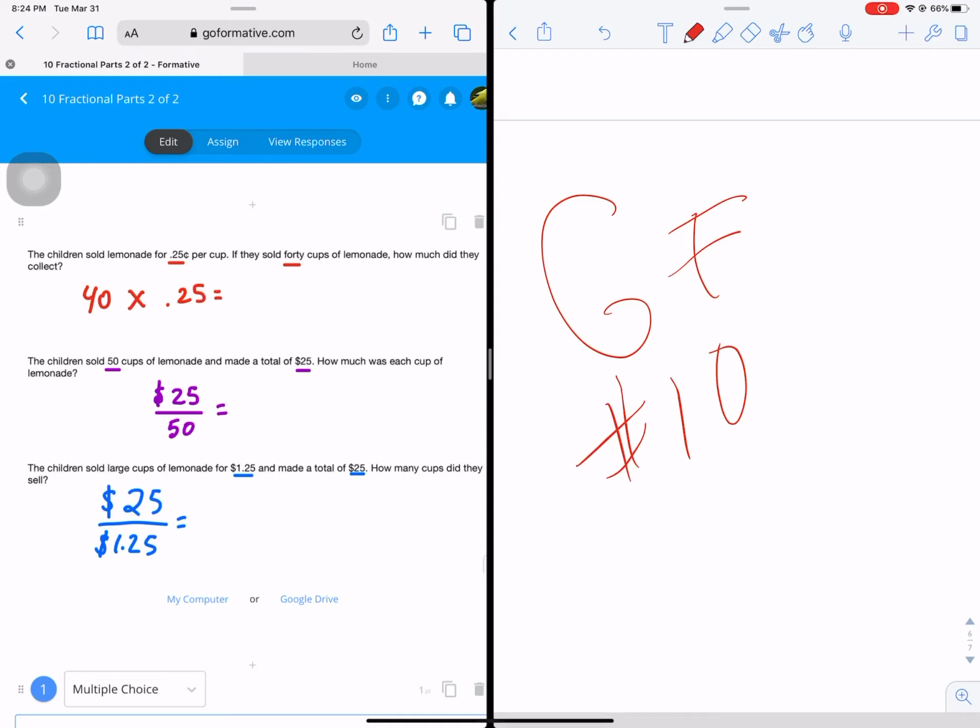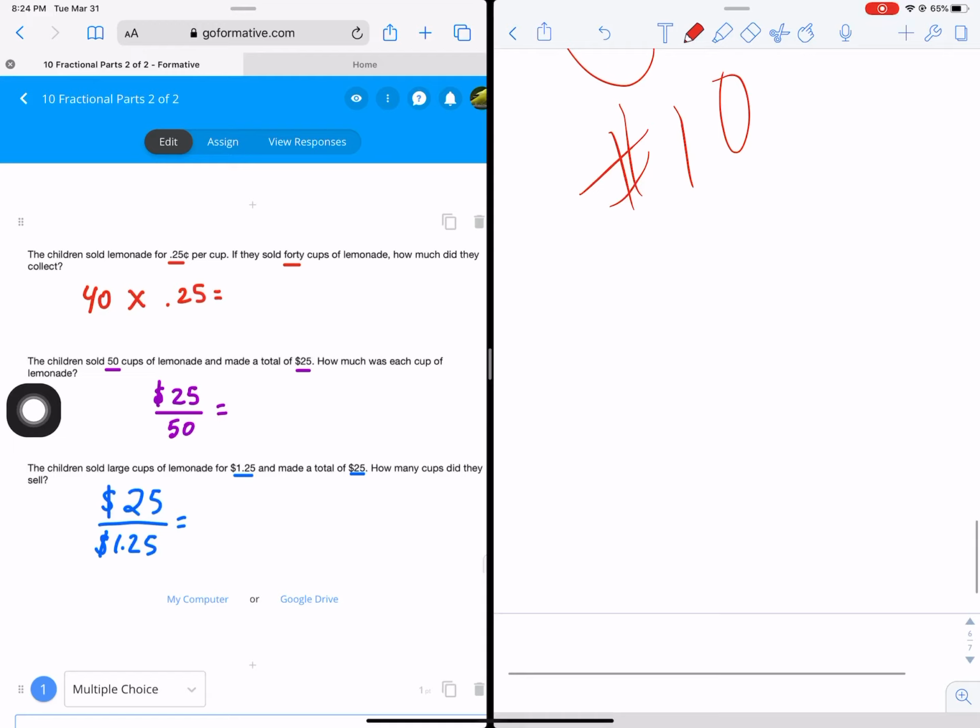This next one, you want to look carefully. Are we going to multiply or divide here? It says the children sold 50 cups and they only made $25. So how much was each cup of lemonade? If you want to think about it this way, this is a great way to make it like the last problem. This was a times because you had this many cups times how much each cup was.